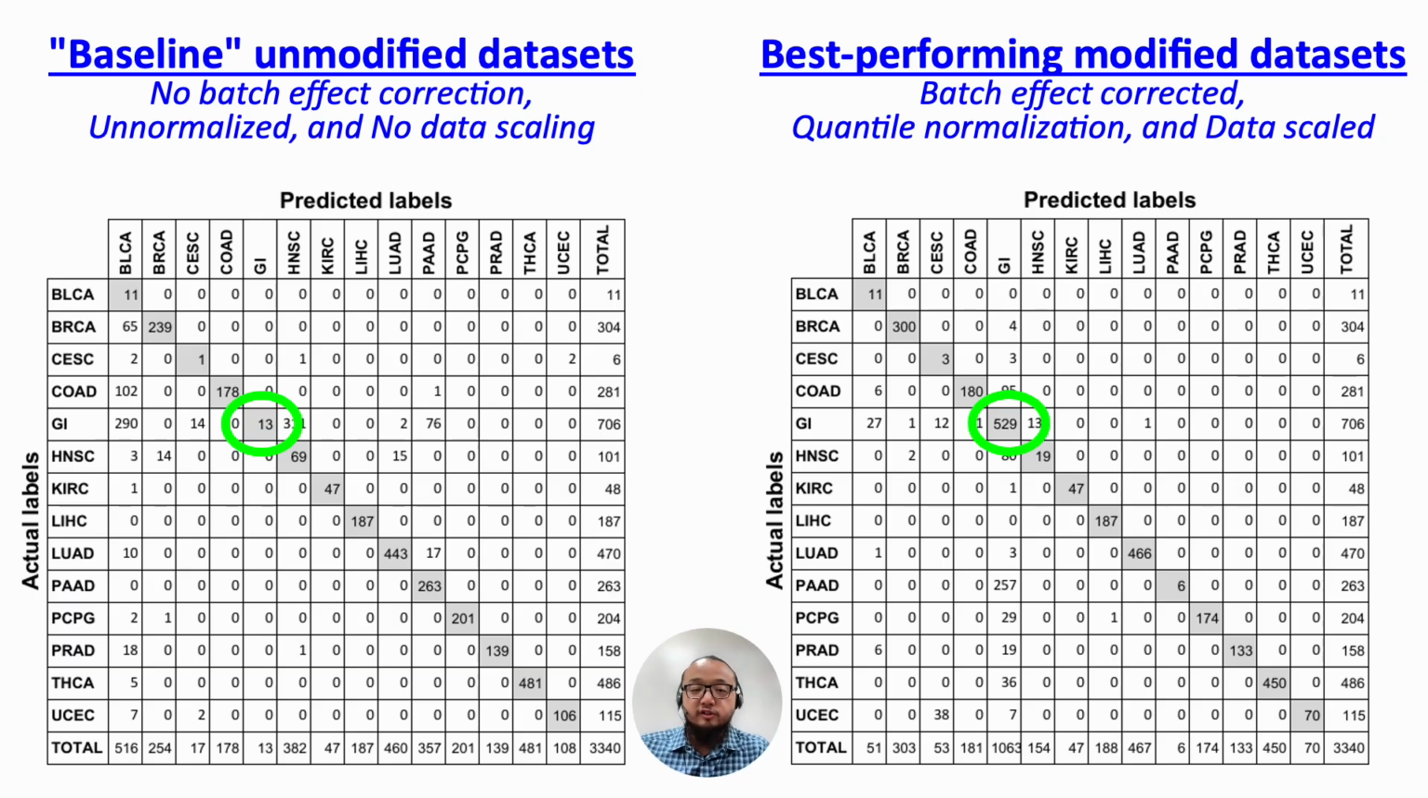Here are the confusion matrices of the baseline unmodified data set on the left, and on the right we have the best performing modified data set, which has undergone batch effect correction, quantile normalization, and data scaling. You can see with the green circle here that the GI samples of the best performing modified data set led to around 500 correct predictions as compared to only 13 correct predictions in the baseline.